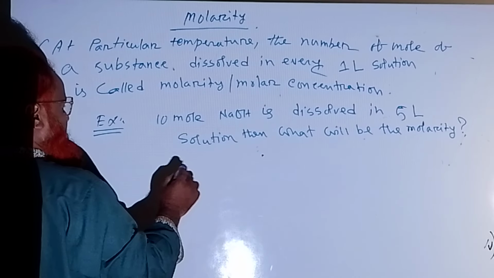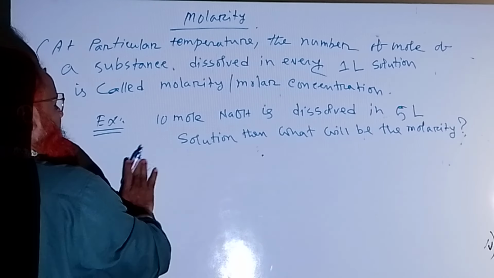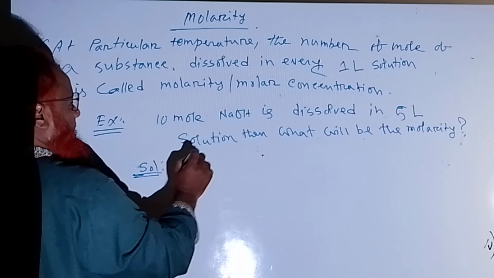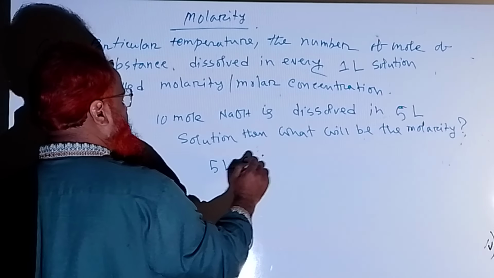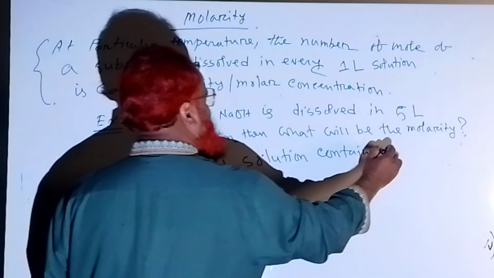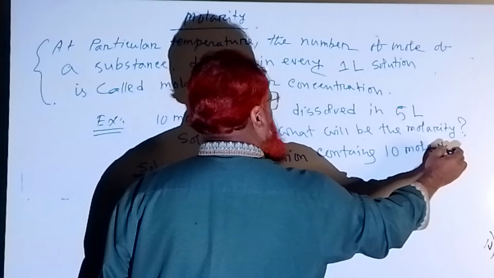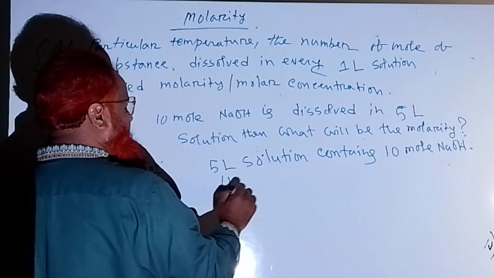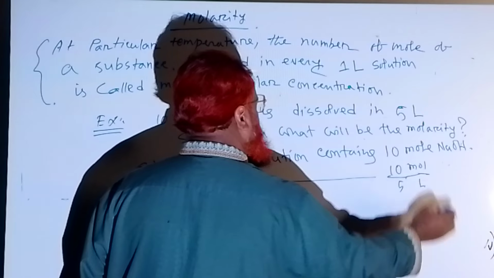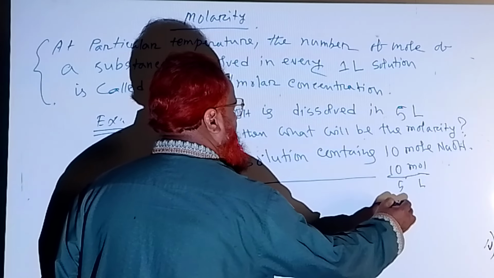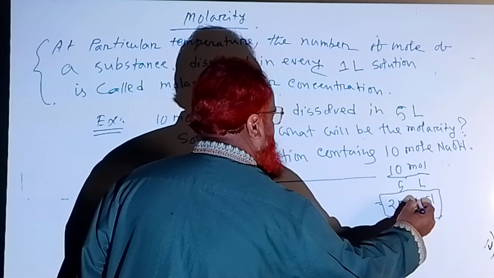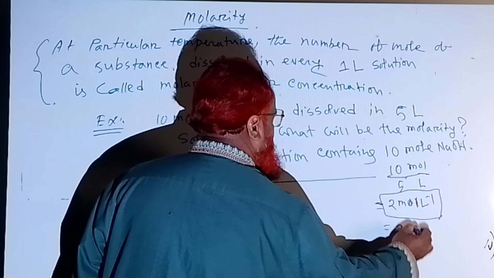Now we can solve it. First the manual method, then we'll take a formula. Now this is the solution. 5-liter solution contains 10 mole NaOH. So 1 liter solution contains 10 by 5. Here it is mole and here it is liter. So 2 mole per liter. Look at here, my dear student, 2 mole per liter. This is the molarity or molar concentration.